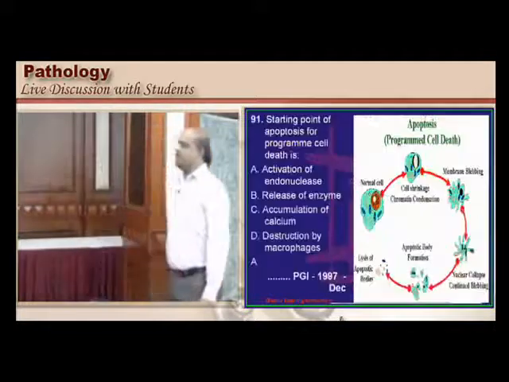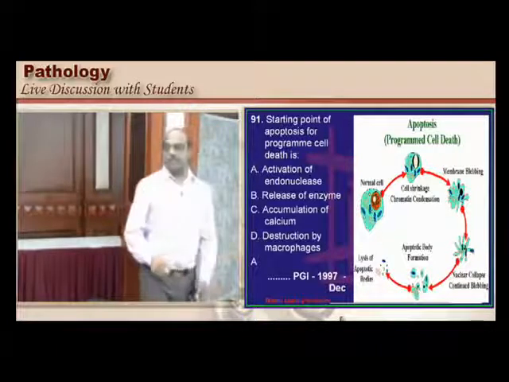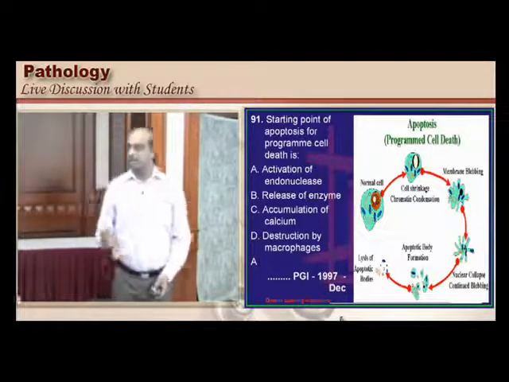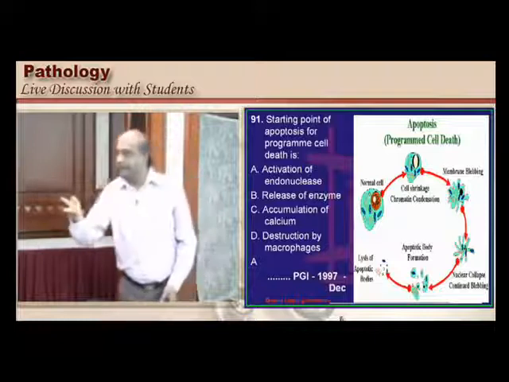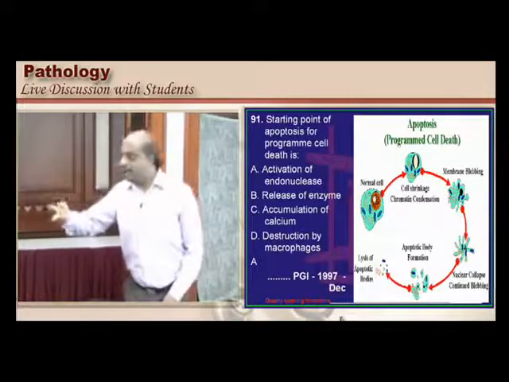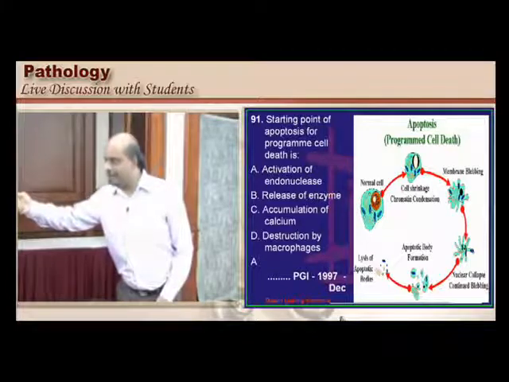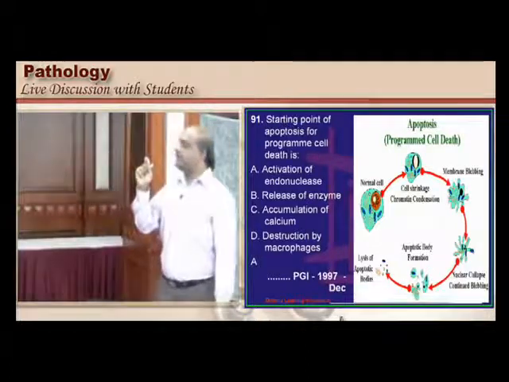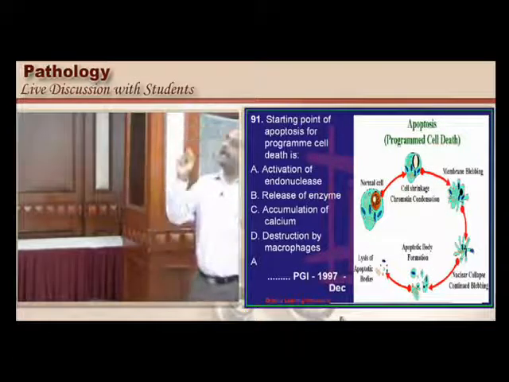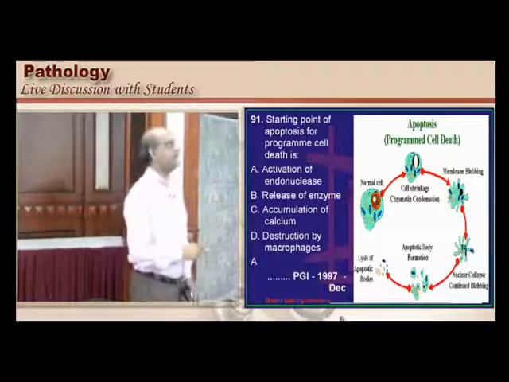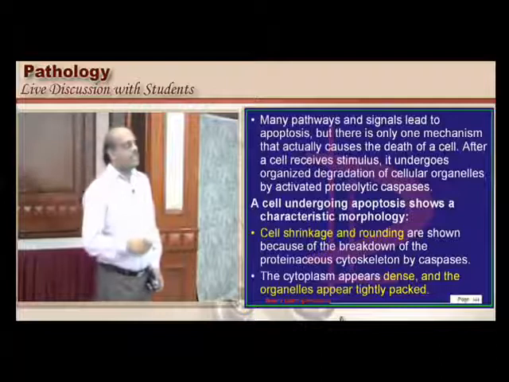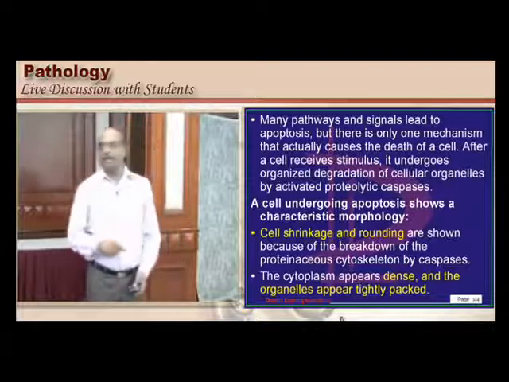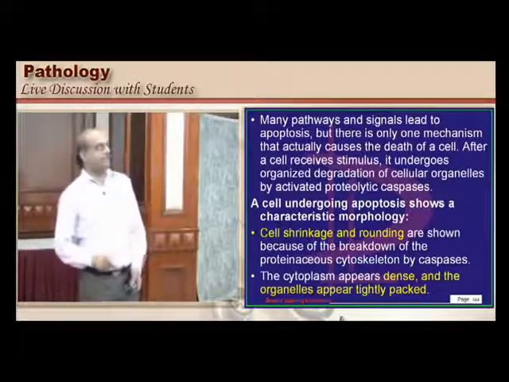So what is the starting point for apoptosis and programmed cell death to begin? It is the activation of the endonuclease, which creates the DNA intranucleosomal breakage points, and the moment these breakage points are created in the DNA, that initiates the process of apoptosis. So endonuclease is the first initiator, by creating DNA breakage points for apoptosis. That is what needs to be remembered. Then there is cell shrinkage, rounding, chromatin condensation, and so on, finally leading to the development of apoptosis.